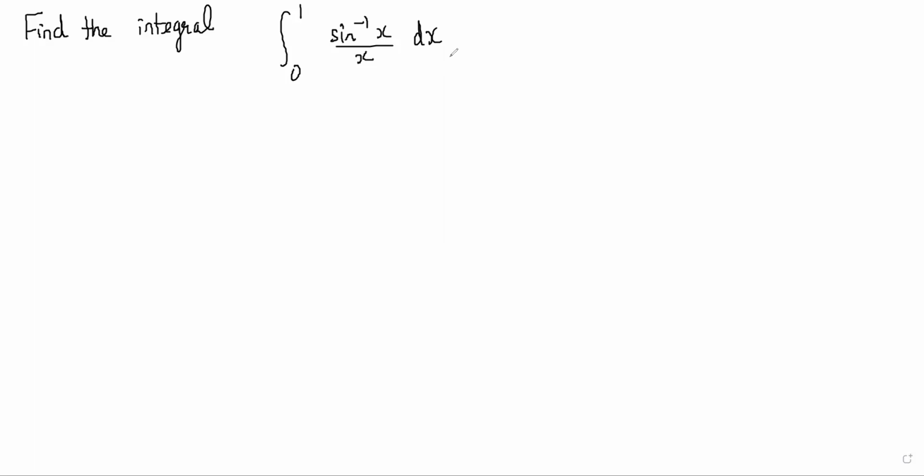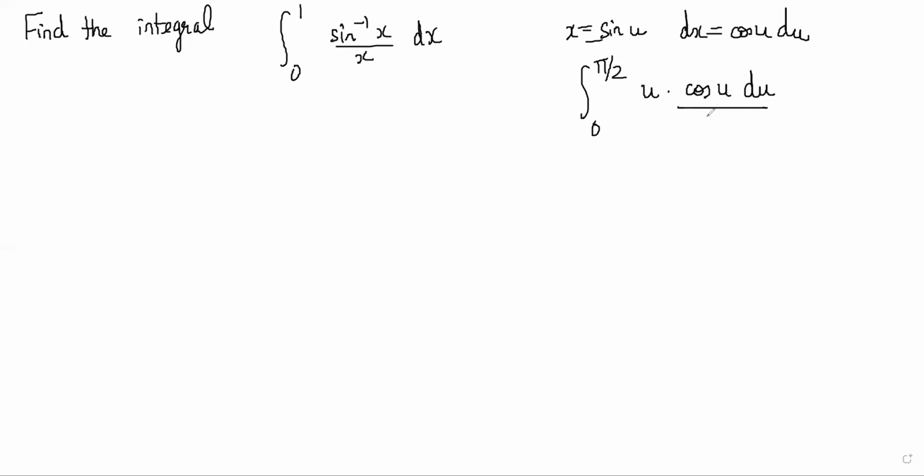The first thing that comes to mind is to put the substitution x is equal to sine u here, and dx will become basically cos u du, and therefore the integral becomes, if x is 0, u is 0, if x is 1, u is pi by 2. So 0 to pi by 2 u cos u, and dx becomes cos u du, by denominator sine u, right? This is my integral, and this is the same as the original one.